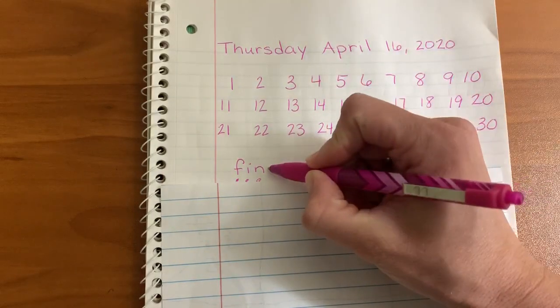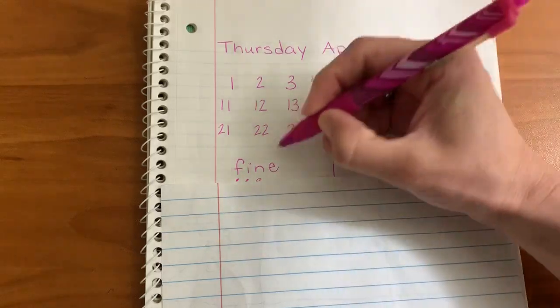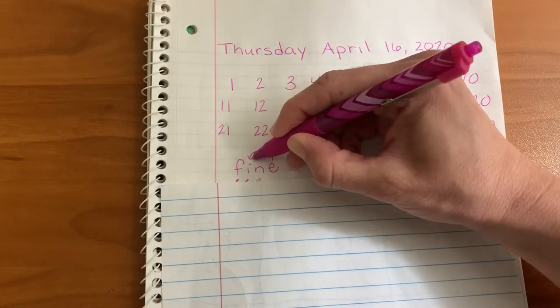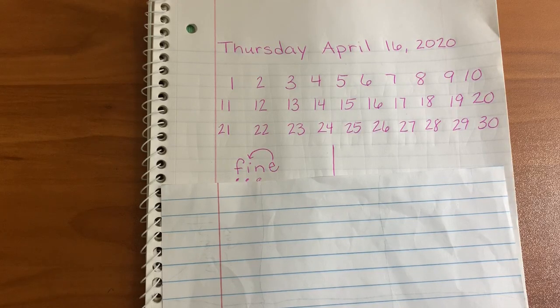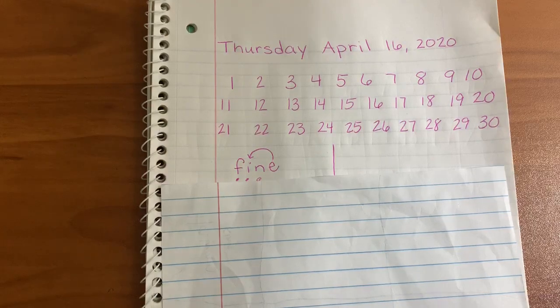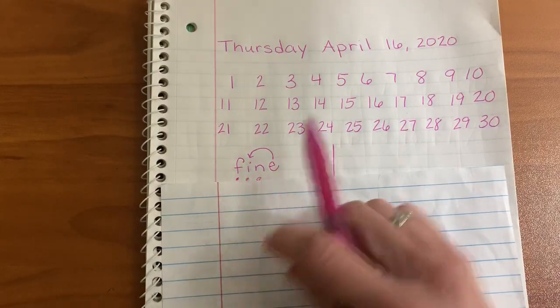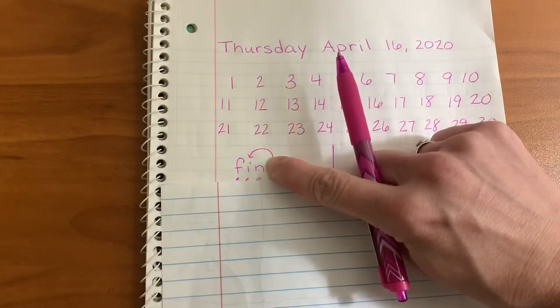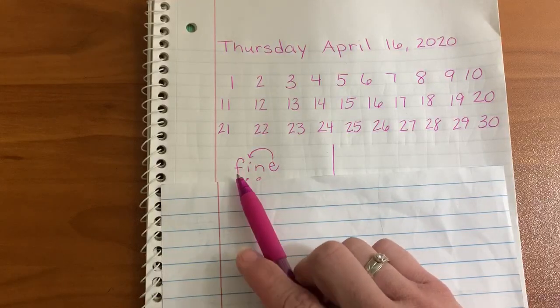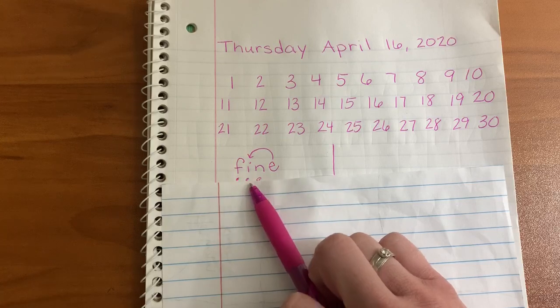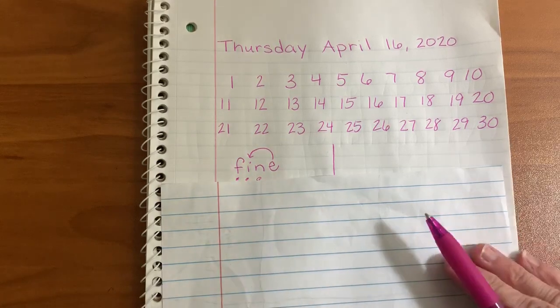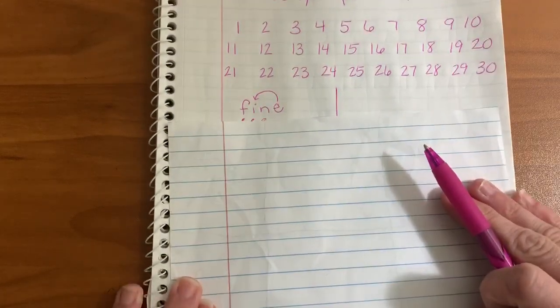I'm going to add a bossy E at the end. Now the E is going to change the sound of the I. The I is no longer going to say its short sound. The I now says its name. So it used to be fin, and now it's fine. Fine. Let's do another one.